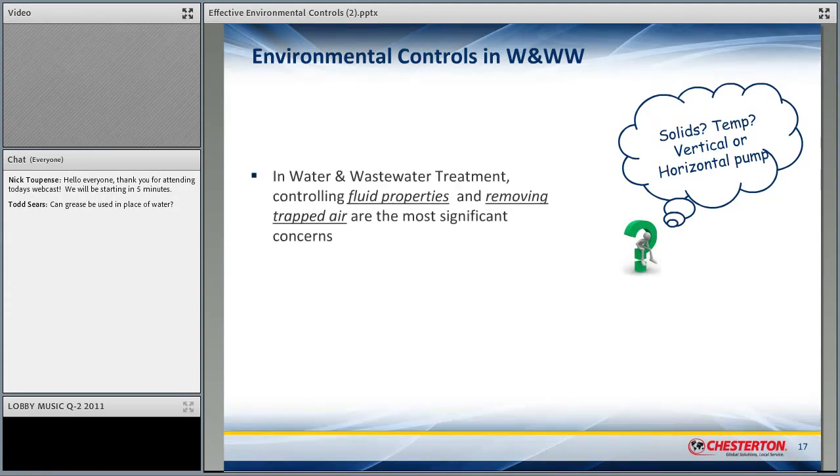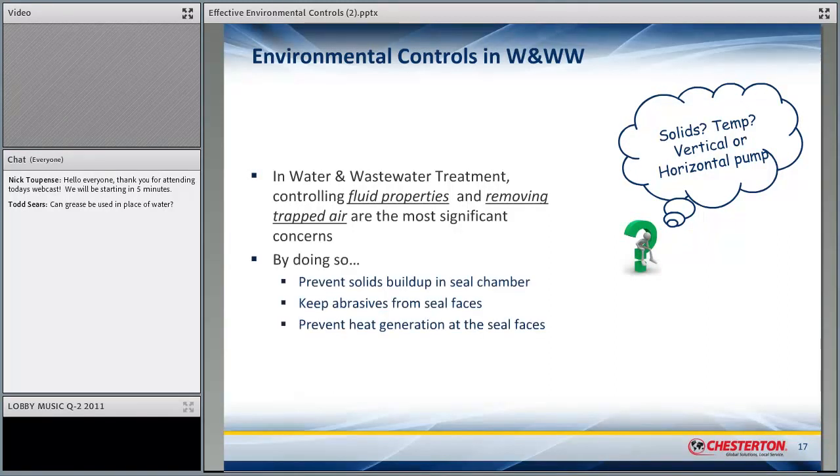In water and wastewater treatment, in terms of environmental controls, what we're trying to do is control the fluid properties and remove trapped air. They are the most significant concerns for us. By doing so, we prevent solids from building up in the seal chamber. We keep abrasives away from the seal faces, and we prevent heat generation at the seal faces.